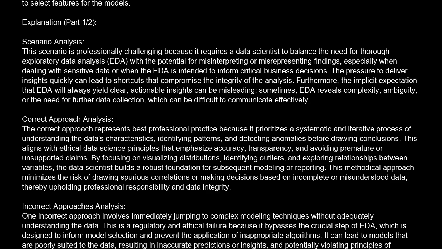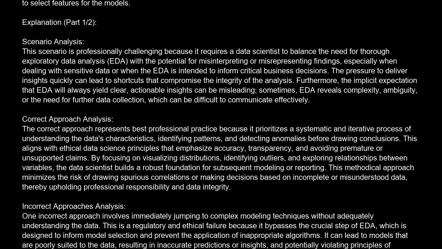By focusing on visualizing distributions, identifying outliers, and exploring relationships between variables, the data scientist builds a robust foundation for subsequent modeling or reporting. This methodical approach minimizes the risk of drawing spurious correlations or making decisions based on incomplete or misunderstood data, thereby upholding professional responsibility and data integrity.